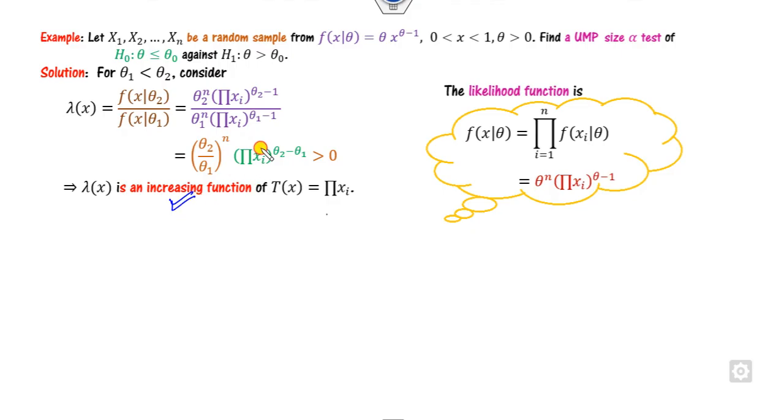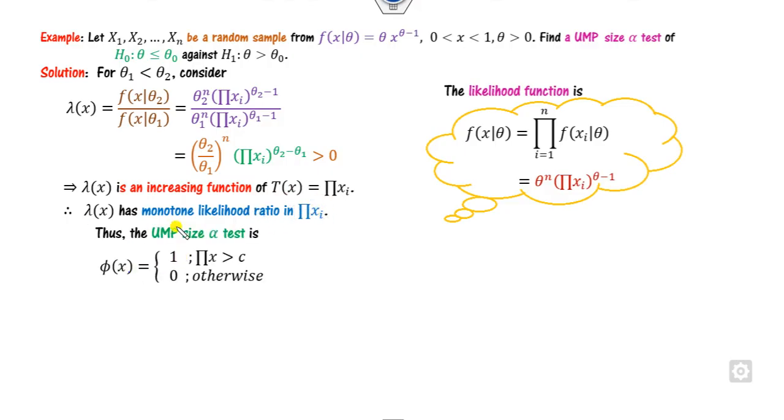And what is the function of x? The product of xi is called t of x. That means the UMP exists for this function. That means this is my monotonic likelihood ratio in this t of x. Once it's a monotone likelihood ratio, then we can define the value of phi corresponding to the nature of H1. H1 is greater than, so we can write monotonic in the product of xi's here. How can you define the unknown number c? We will use the product of this, but before that we can try to simplify it more.